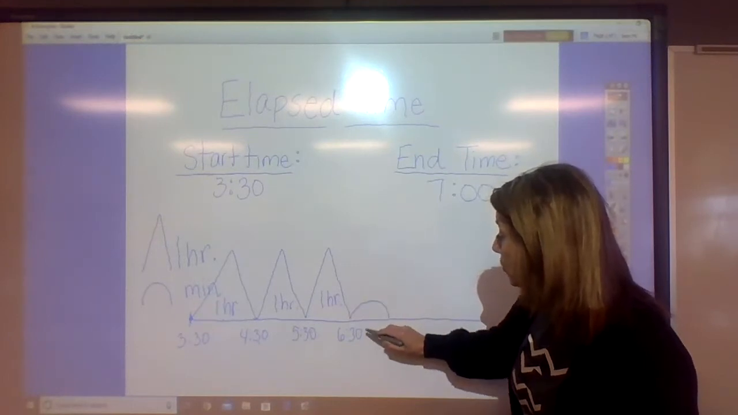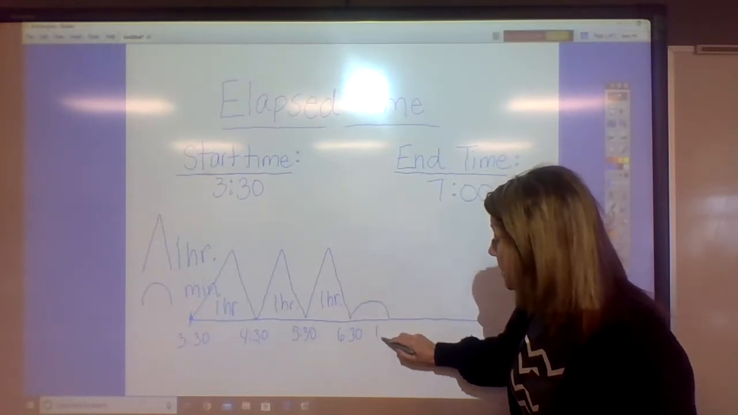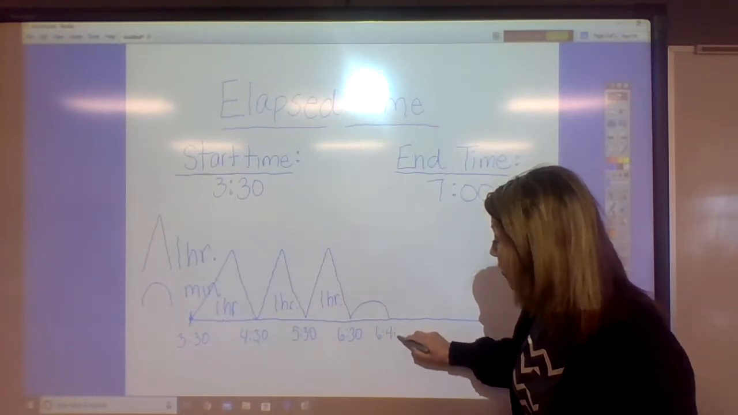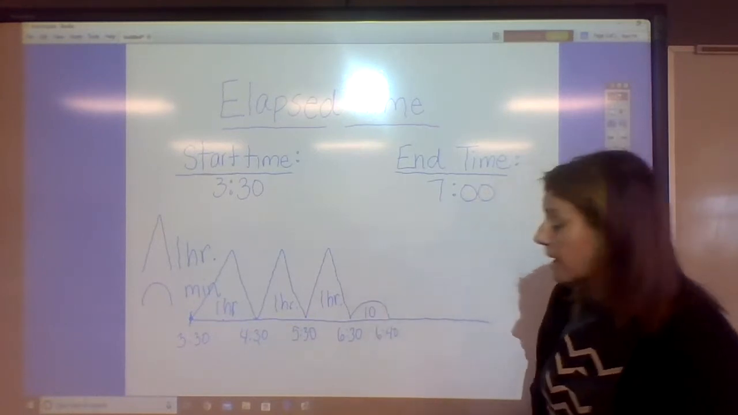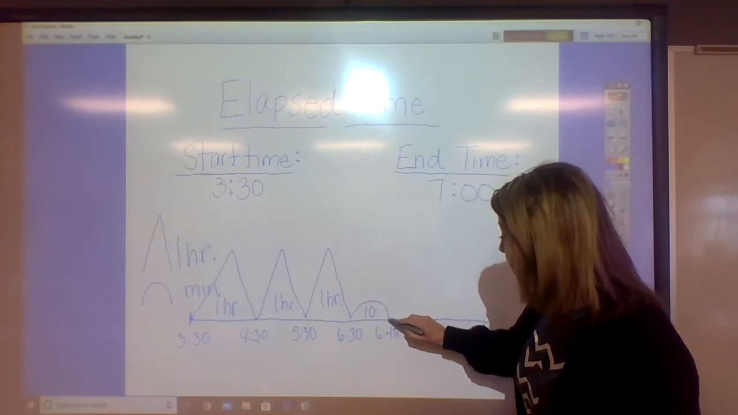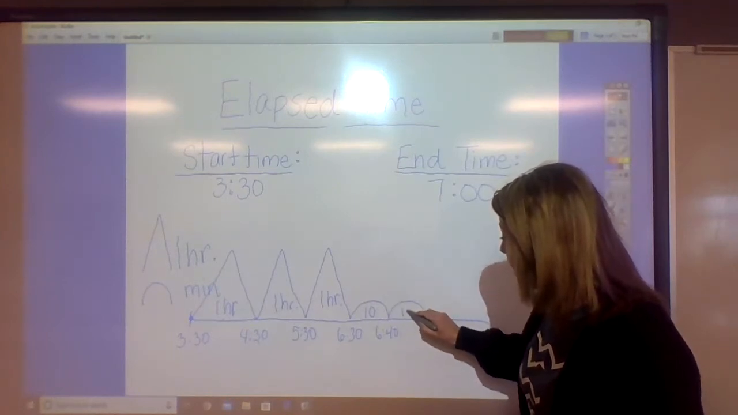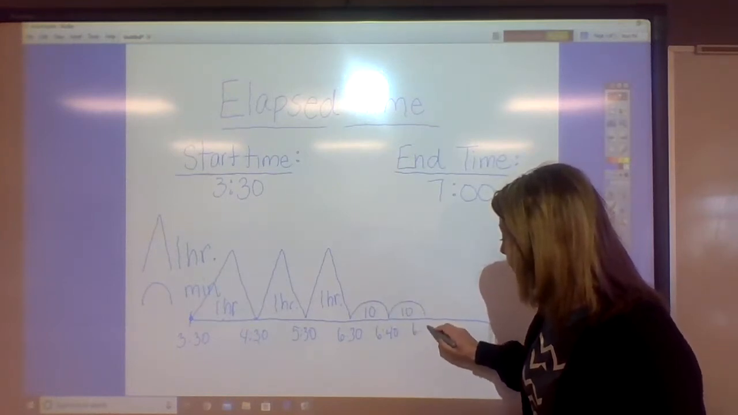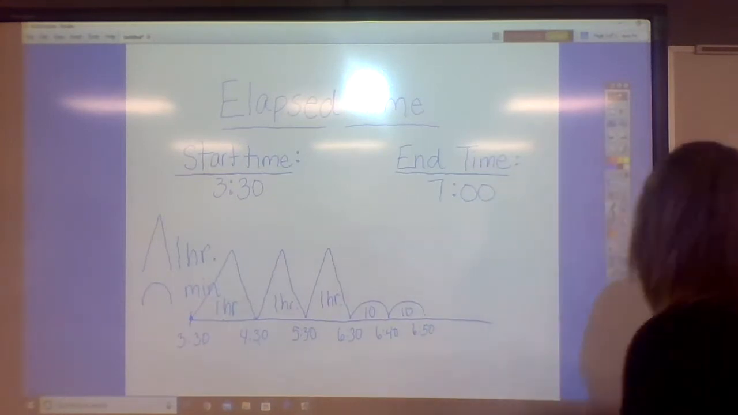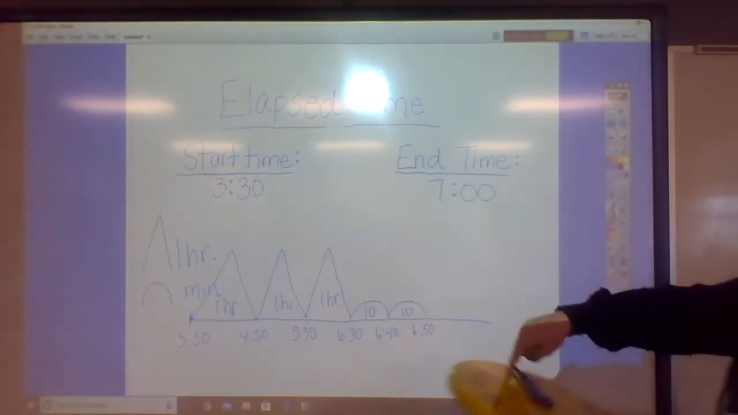So I'm going to do with my minutes 6:30. 10 minutes here would be 6:40. So I'm going to put a 10 for my minutes in there. And then if I were to do another 10, that would be 6:50. Now what happens when we get to 6:50?